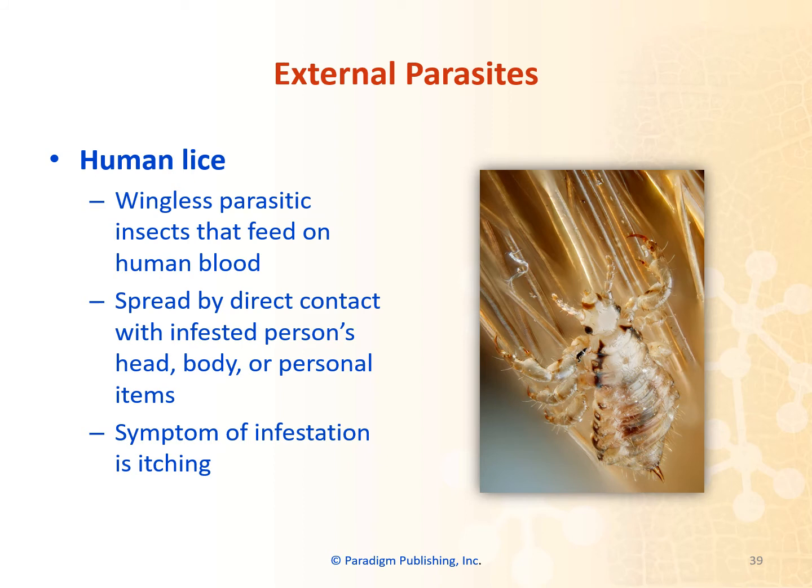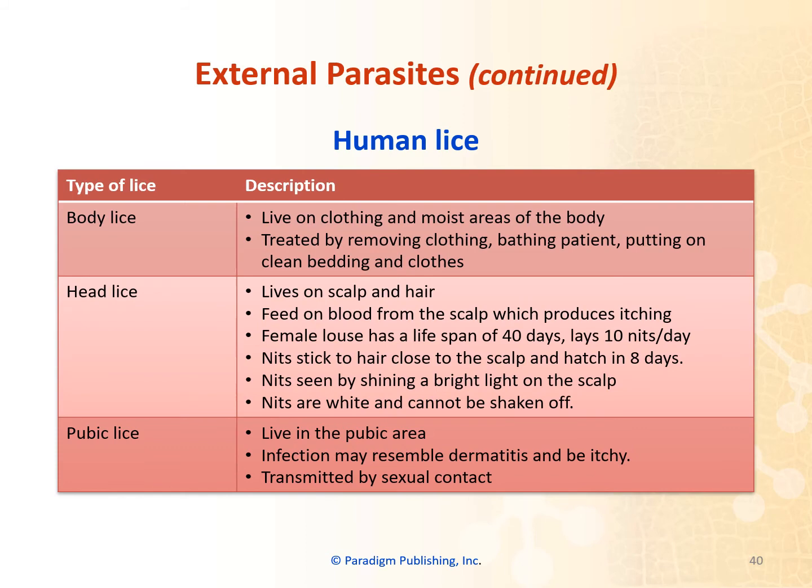Human lice are external parasites. They're wingless parasitic insects that feed on human blood. They spread by direct contact with an infested person's head, body, or personal items, and symptoms of infestation include itching. Page 640 shows you a pretty good picture of lice and their larvae. So there's different types of lice. There's body lice, head lice, and pubic lice, all equally disgusting.